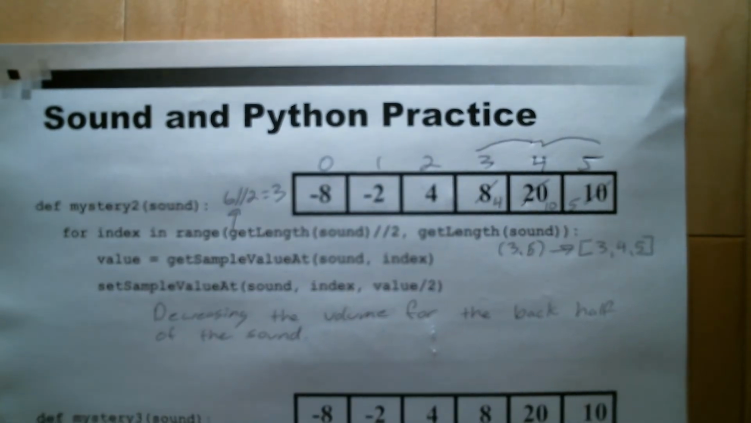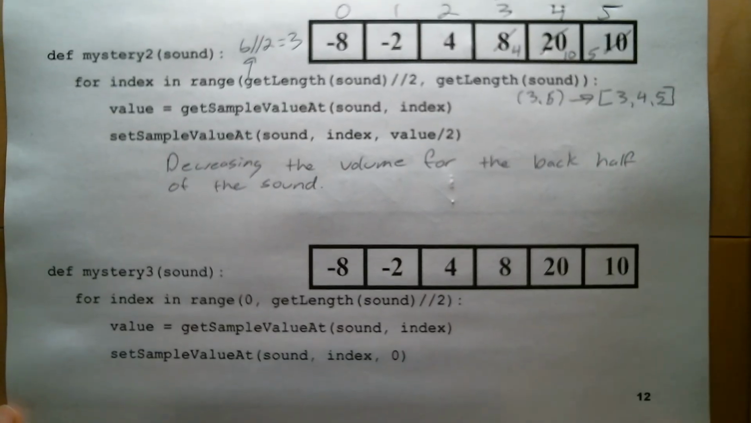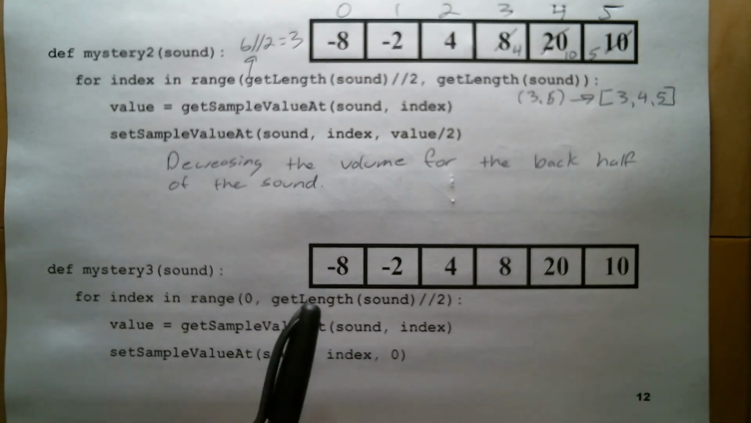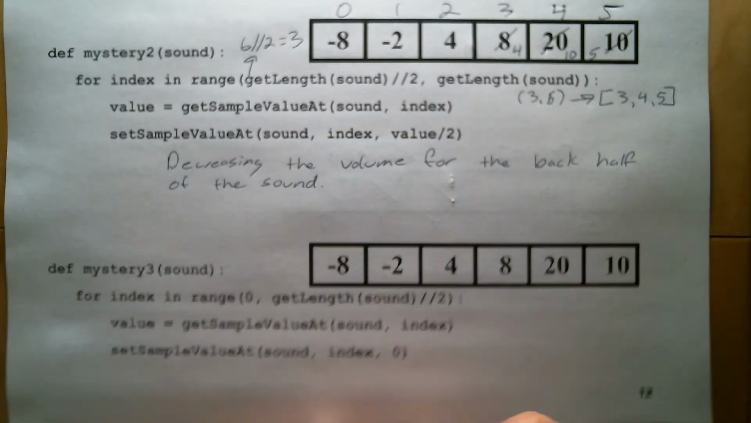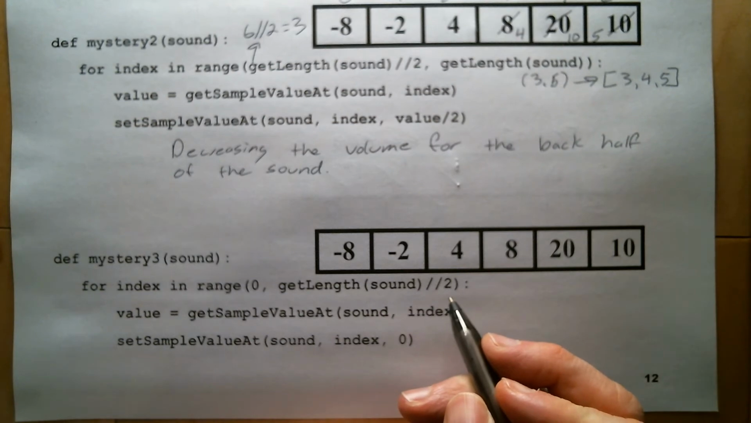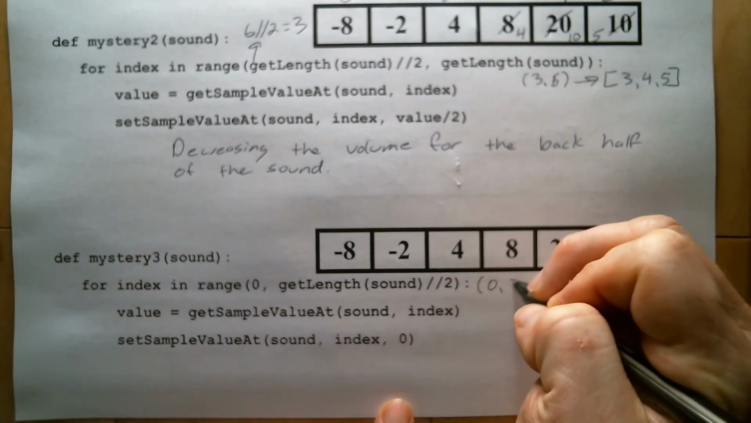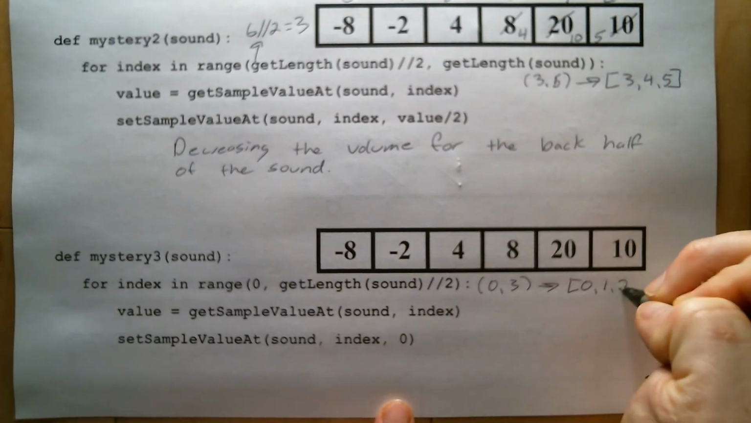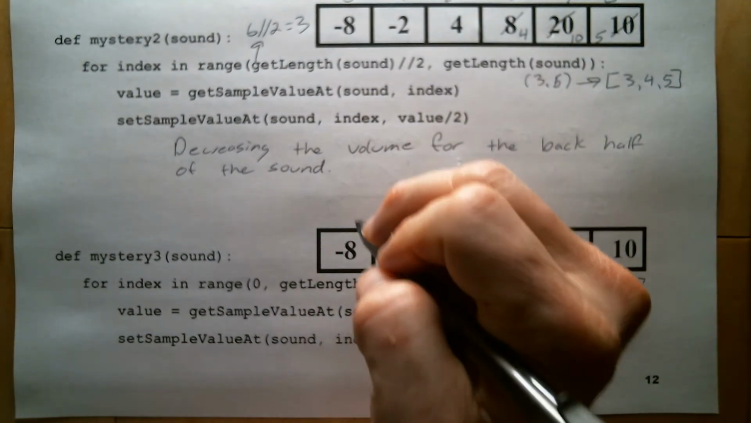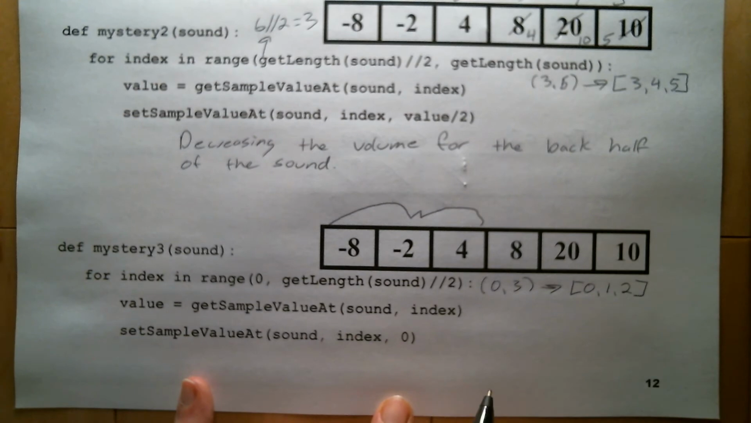All right, let's see what Mystery 3 is doing. So this time we're back to starting at 0, but now we're going to get length of sound divided by 2, which at this point we've kind of already established is going to give us just the first half of the sound. All right, because this is going to be a range from 0, 3, which again is only going to give us 0, 1, and 2, or in other words, this first part of our sound file.